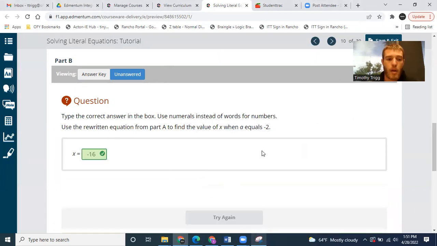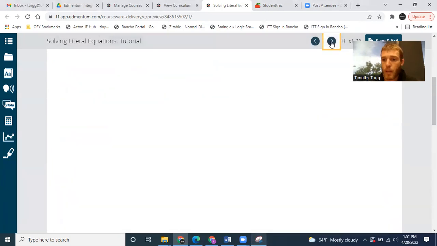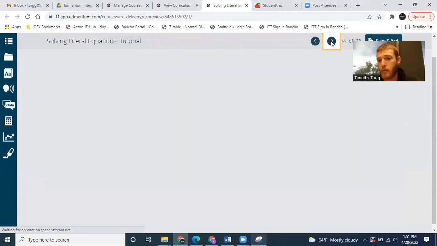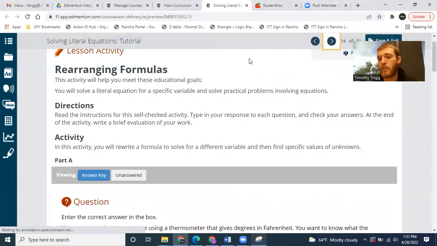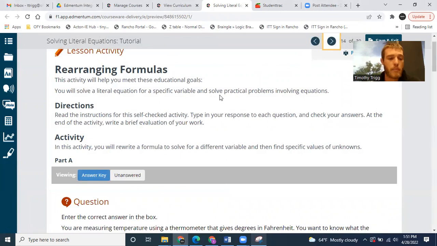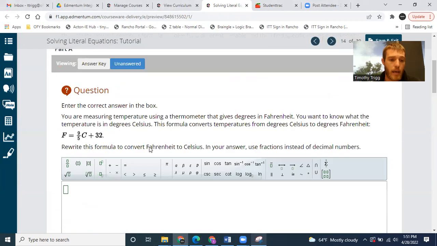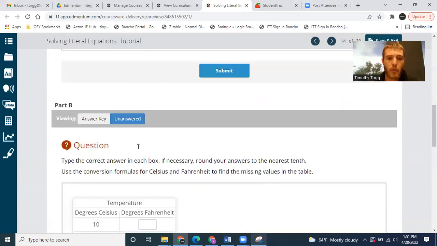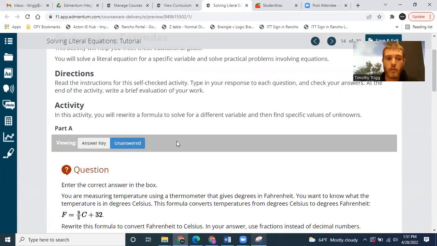Okay. Now, let's go ahead and move along, and we can continue ahead like we've done before and skipping all the way till it stops us. So it'll stop you here on page 14. I'm going to put unanswered on these, and we'll go ahead and answer these questions.